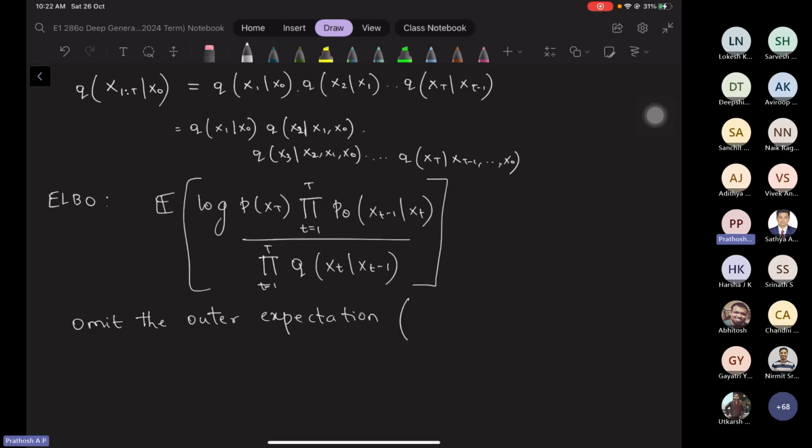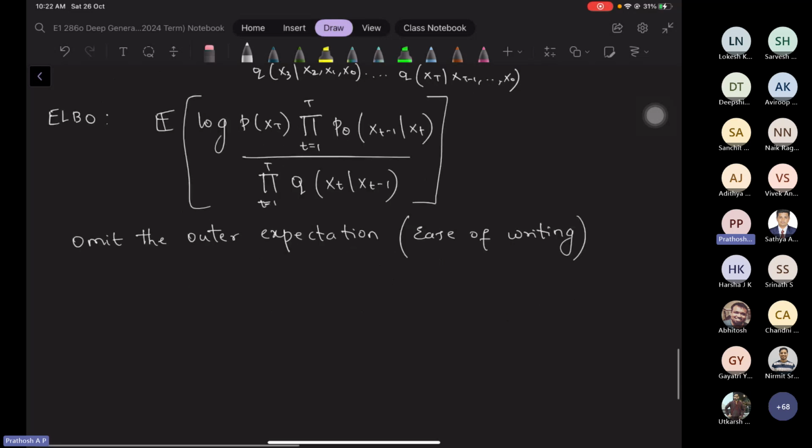This is not any mathematical thing, this is simply for ease of writing. That's all. So don't think that this is some step. I'll write back the expectation later. So consider the log of whatever is inside. I will write that as log of p(xT) times, I will take out the last transition from the decoder, p theta of x naught given x1. I will tell you why this was taken out. Algebraically, this will turn out to be easier.